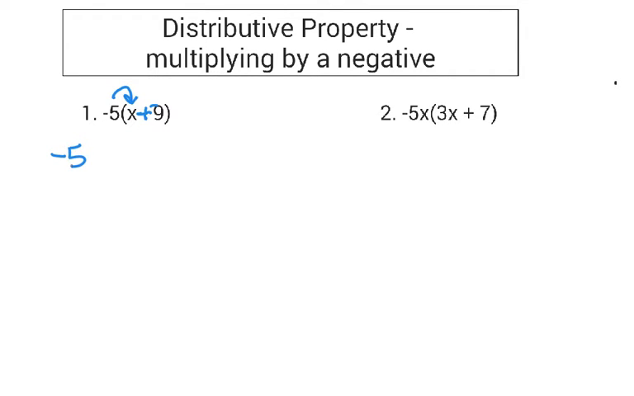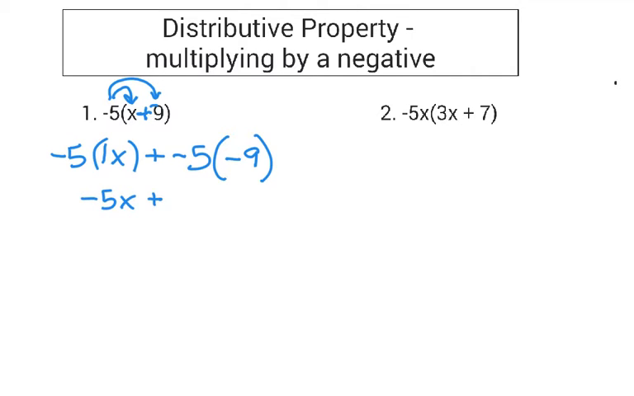So, -5 times x. And if it helps you to remember that there's a 1 in front of the x, go ahead and write it in. That is optional. Then we're going to do -5 times -9. So I'm going to bring down that plus symbol, and then -5 will be multiplied by -9. Now I'm going to do the math that's right in front of me. -5 times 1x is -5x, plus -5 times -9 is positive 45. This is the answer. Now the shortcut.